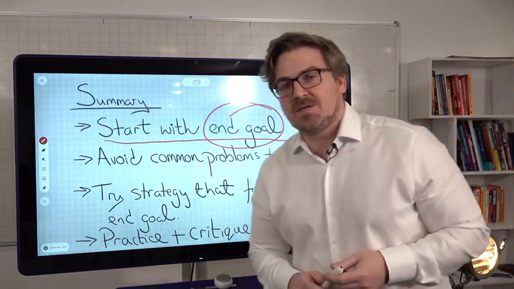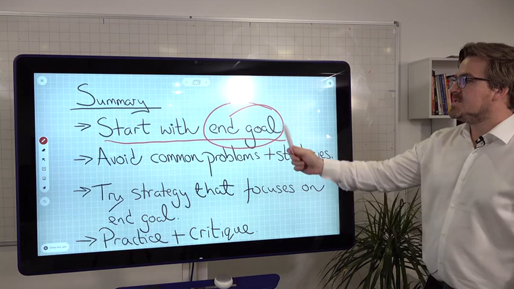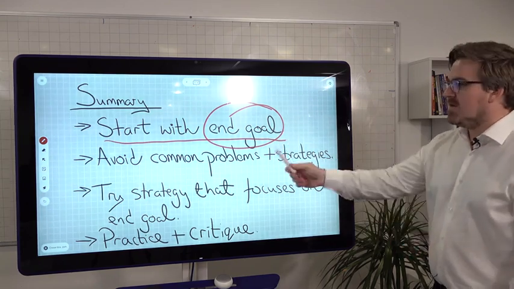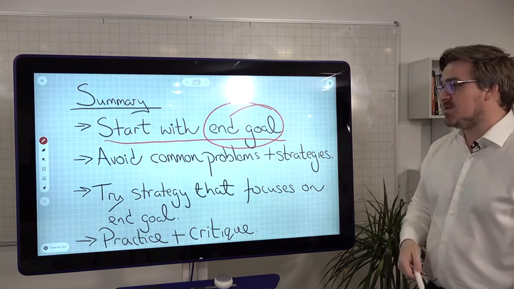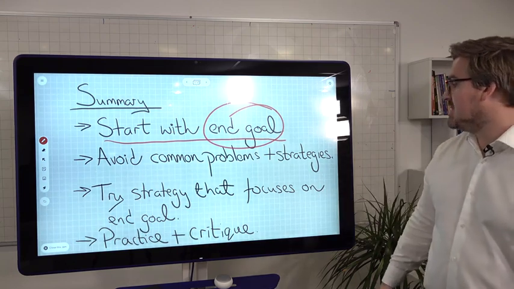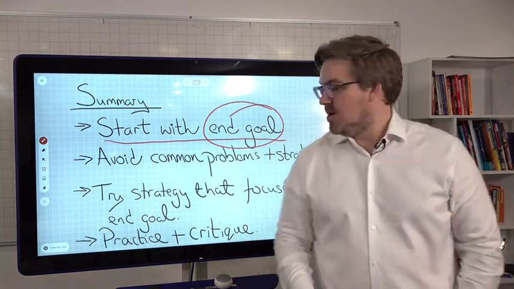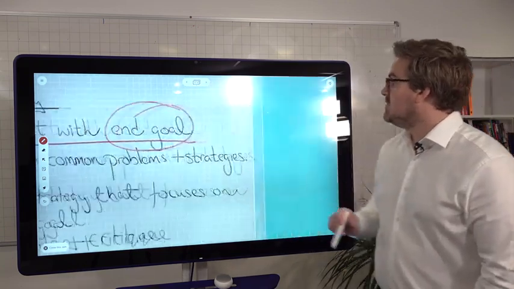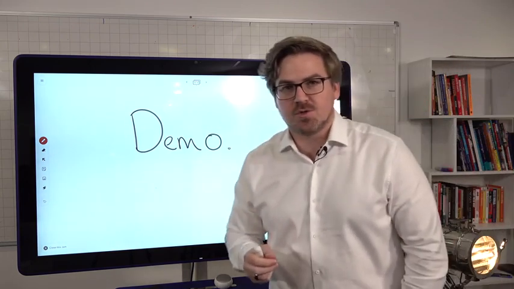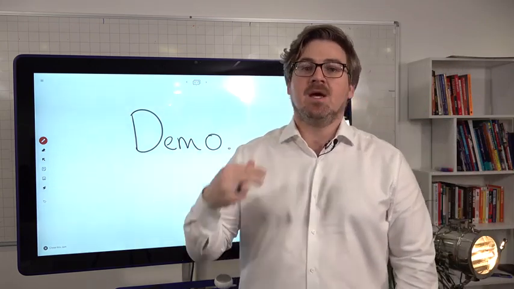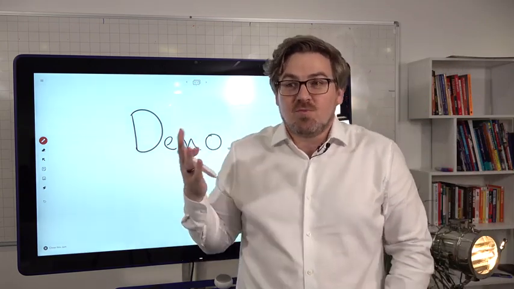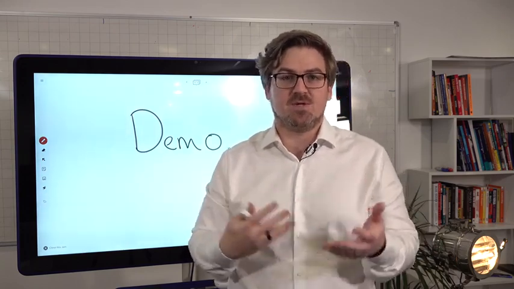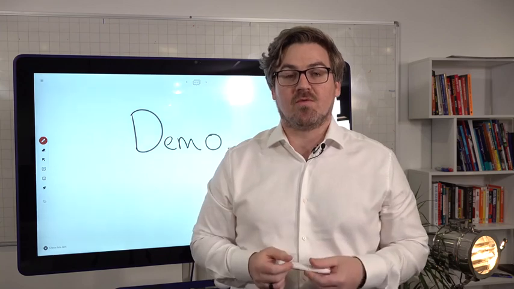So before I set you your challenge, summary: start with the end goal in mind. All right, always focus on that end goal. Avoid common problems and strategies that don't work. Try a strategy that focuses on the end goal, and practice and then critique yourself and do this challenge as well. But before that, I want to show you Rashmi again, who got a band 8, and to show you the way that she used this strategy and the way that she was able to flexibly use it in order to improve her performance. All right.